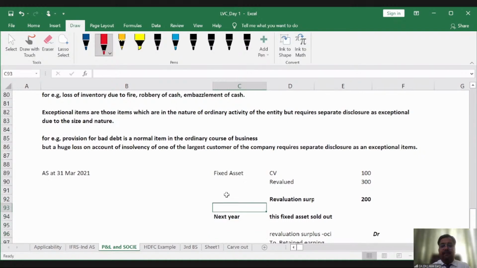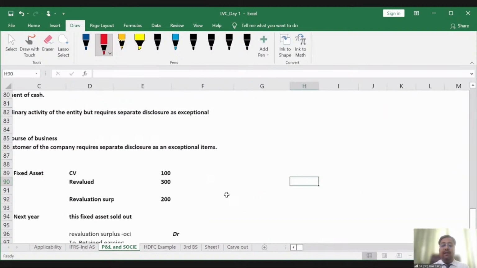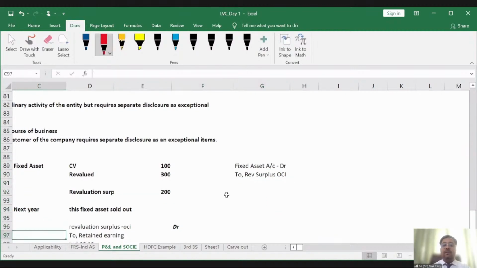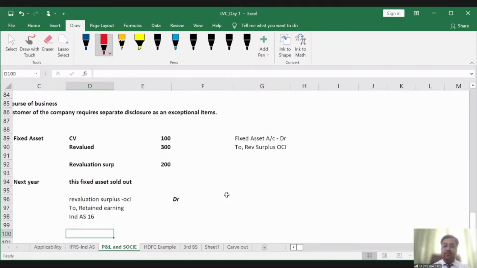So friends, for example, the carrying value of a fixed asset was 100 rupees on 31st March 21. It was revalued to 300 rupees. And what was the accounting entry? The accounting entry was fixed asset account debit to revaluation surplus OCI credit. So this revaluation surplus was 200. Next year, this fixed asset was sold out. So the item has been disposed of.